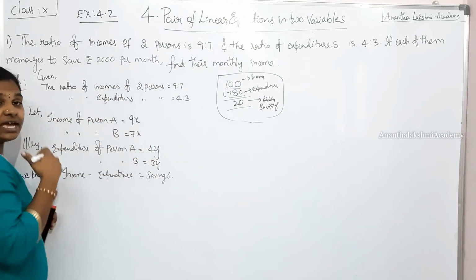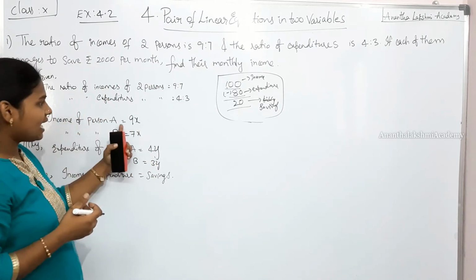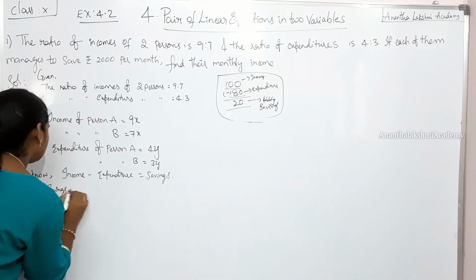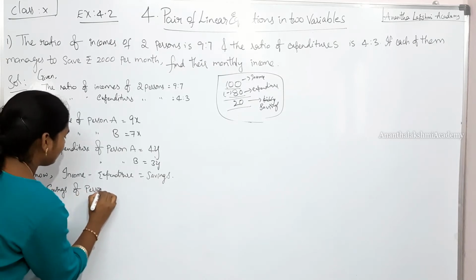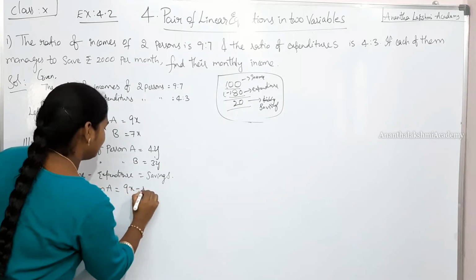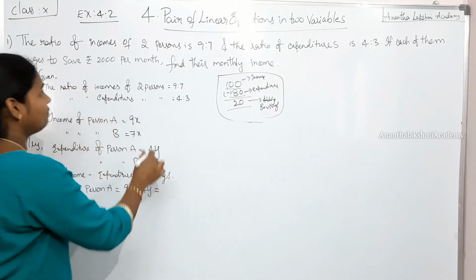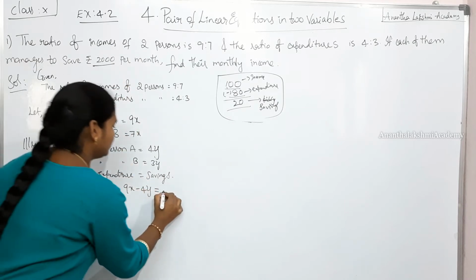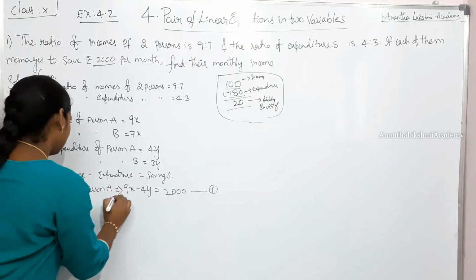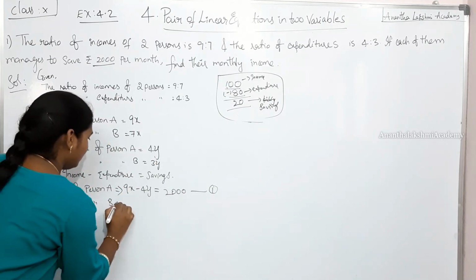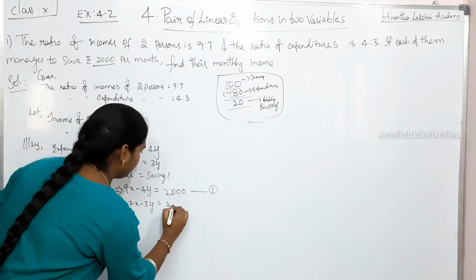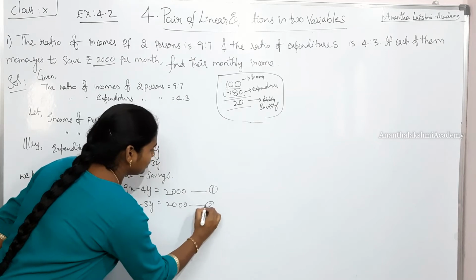If I am to get the person A saving, so savings of person A is equal to what does that become? 9x minus 4y, his expenses, is equal to what is given? 2000 per month. That is nothing but equation 1. Alright, next, savings of person B is equal to 7x minus 3y is equal to 2000. Let us consider this as equation 2.